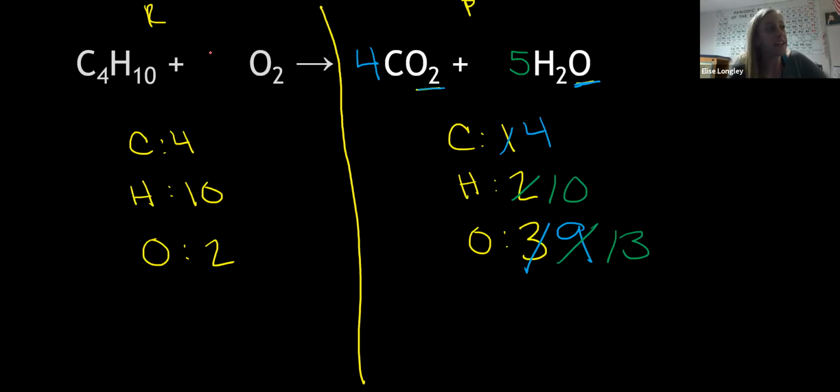So here, if I were to do this the way we have been, right? 2 goes into 10 5 times, multiplied by 5. So it's like 2 goes into 13 6.5 times. So that's 13 halves. Okay.